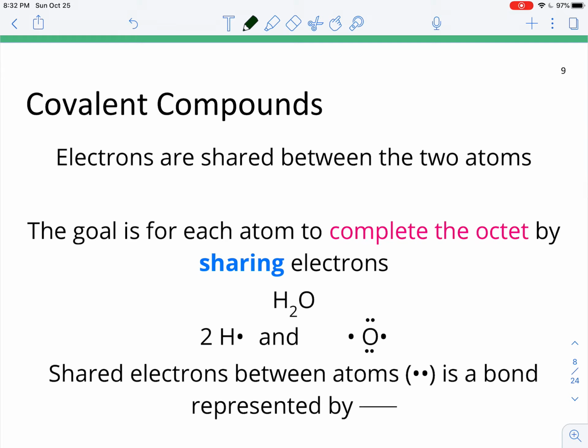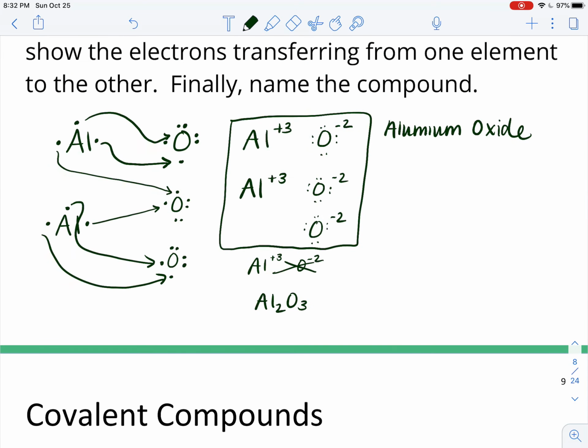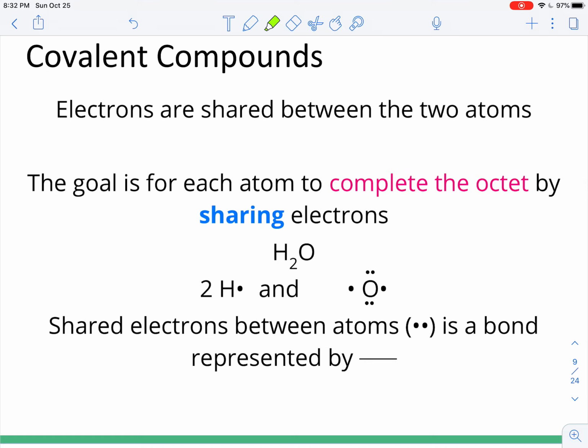All right, so in covalent compounds, something else happens. So remember, we are not transferring electrons. So I'm not going to see any pictures like this with me drawing arrows and making things that have charges. So I'm not going to be making these ions anymore. In covalent compounds, we're going to share electrons. So again, the goal is for each atom to complete their octet by sharing electrons. And the shared electrons between atoms, a pair of electrons, is a bond represented by a line.